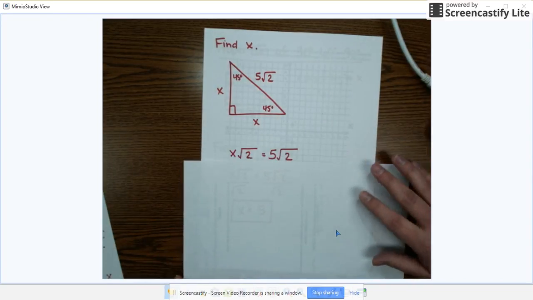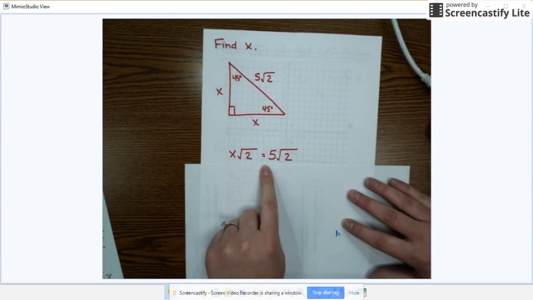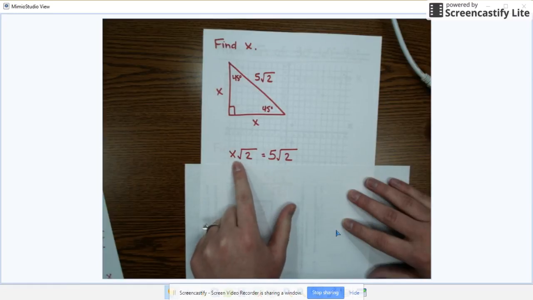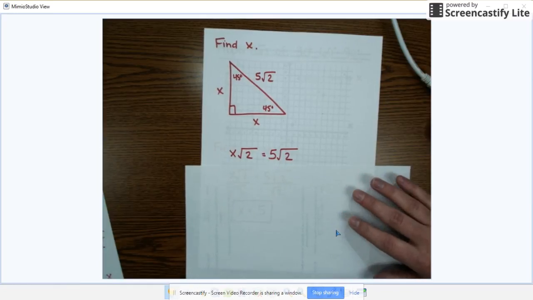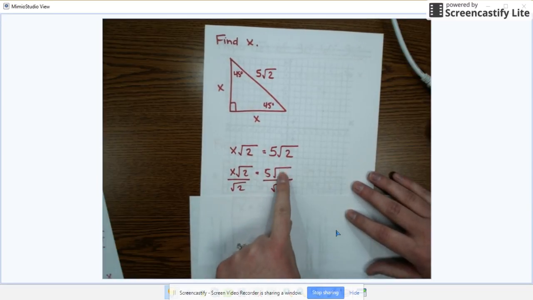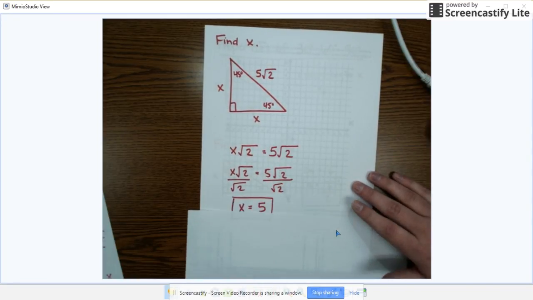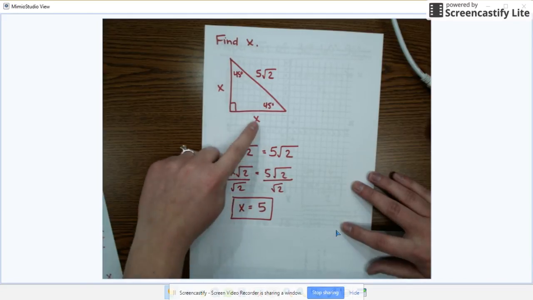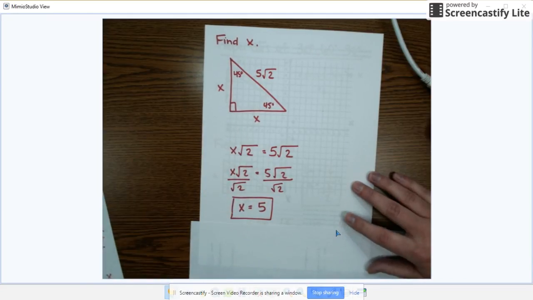So we go ahead and set that x root 2 equal to 5 root 2, and then solve for x by dividing by square root of 2. When you divide by square root of 2, those roots cancel and you're left with just x equaling 5. So both of these legs would be 5 units.